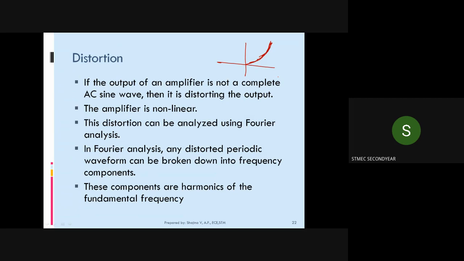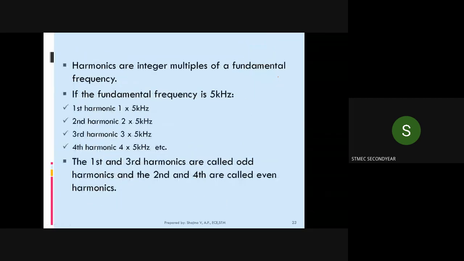So these components are harmonics of fundamental frequency. അതായത് നമ്മളൊരു ഡിസ്റ്റോർട്ടഡ് പീരിയോഡിക് വേവ് ഫോമിന്റെ ഫൊറിയർ അനാലിസിസ് ചെയ്ത് ഡിഫറെന്റ് ഫ്രീക്വൻസി കമ്പോണൻസ് ആയിട്ട് ഡിവൈഡ് ചെയ്ത് കഴിഞ്ഞാൽ ആക്ച്വലി these components are harmonics of fundamental frequency. ഫണ്ടമെന്റൽ ഫ്രീക്വൻസി മീൻസ് the frequency of input signal. ആംപ്ലിഫയറിന്റെ ഇൻപുട്ട് കൊടുക്കുന്ന സിഗ്നലിന്റെ ഫ്രീക്വൻസിയാണ് ഫണ്ടമെന്റൽ ഫ്രീക്വൻസി എന്ന് പറയുന്നത്.